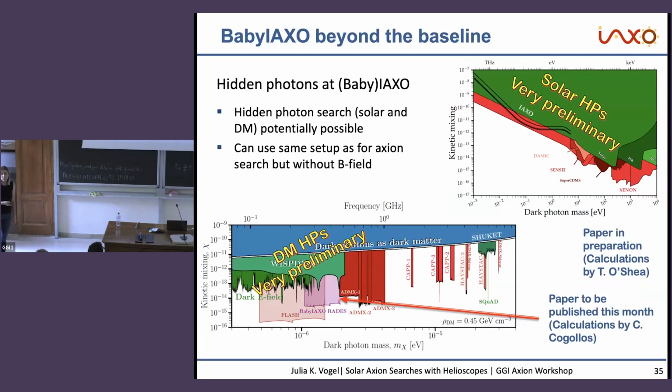I mentioned hidden photons before as one thing we could potentially measure before having a magnet. Both BabyIAXO and IAXO could be sensitive to dark matter hidden photons via the use of a cavity. So you can here see the BabyIAXO radius limit. This paper is about to come out. We expect it to be published this month.